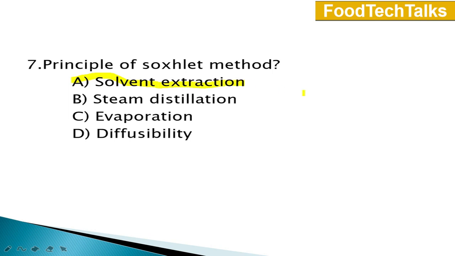Soxhlet method is used to determine fat content in the food. Normally, we will boil a particular solvent like petroleum ether or diethyl ether or hexane. This solvent will boil and it will condense and drip into the sample. The sample will be held in a thimble in the Soxhlet apparatus. The solvent will drip into the sample and it will extract the fat content. That we will collect back. We will remove the solvent and we will find the amount of fat content in the food.